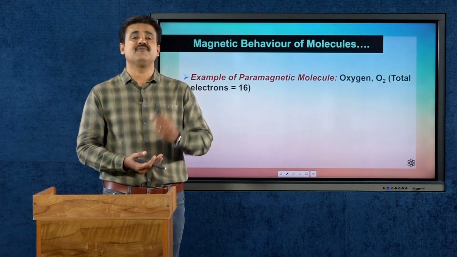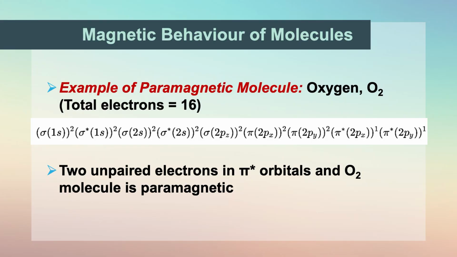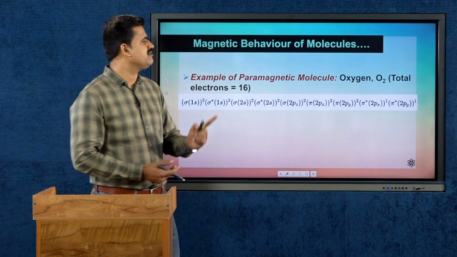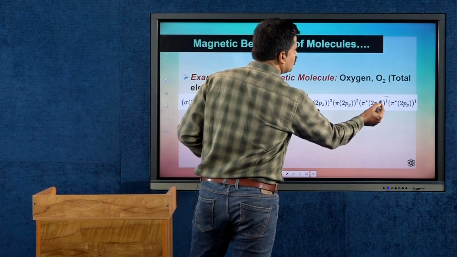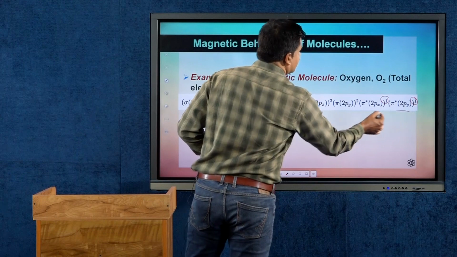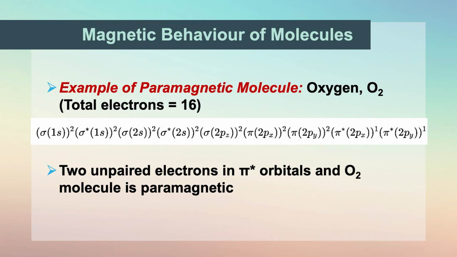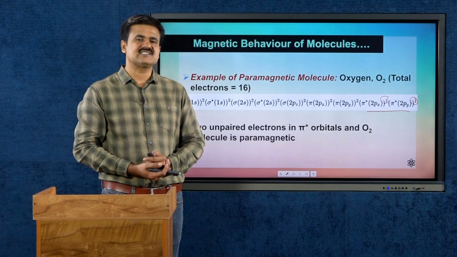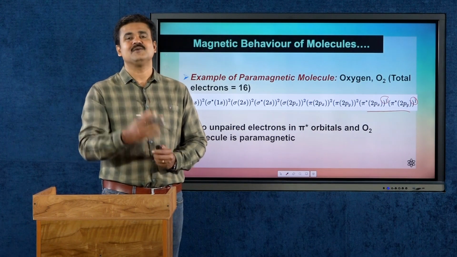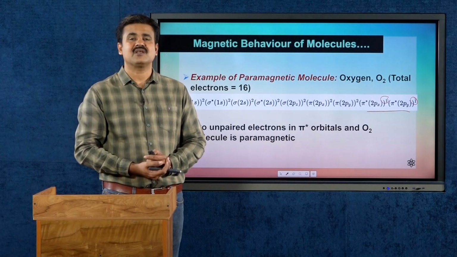Now, example for paramagnetic molecule, oxygen having a total of 16 electrons. This is the MO configuration of oxygen molecule. Looking onto this MO configuration, it is very well clear that you can see the presence of 2 unpaired electrons in the last 2 molecular orbitals. The presence of these 2 unpaired electrons in pi star orbitals of oxygen molecule makes it paramagnetic. That is, oxygen molecule is paramagnetic due to the presence of unpaired electrons in molecular orbitals.